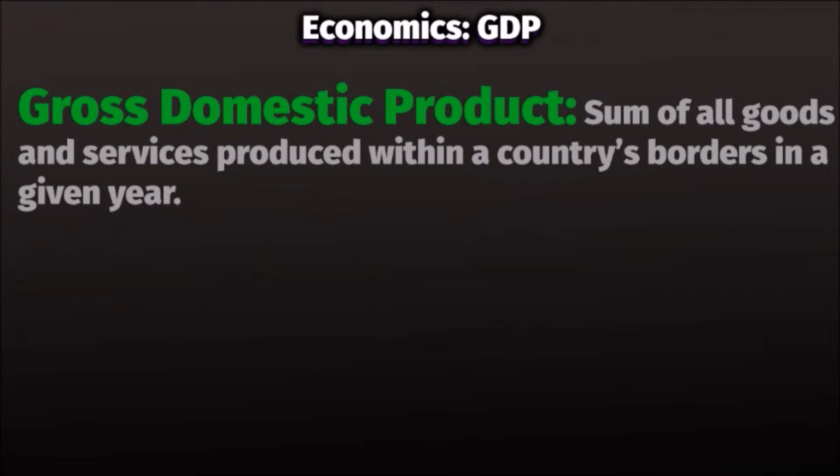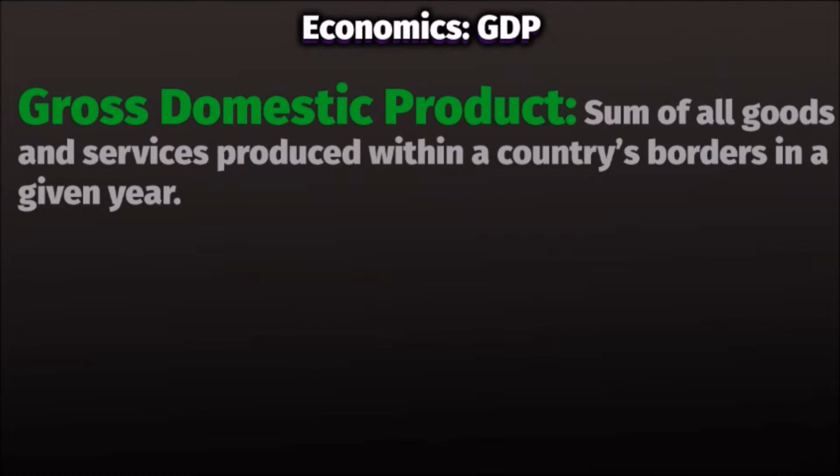Now, gross domestic product is the sum of all goods and services produced within a country's borders in a given year. That last part, produced within a country's borders in a given year, is very important. We'll talk about that in another lesson where we take GDP and compare it to GNP and what the differences are.